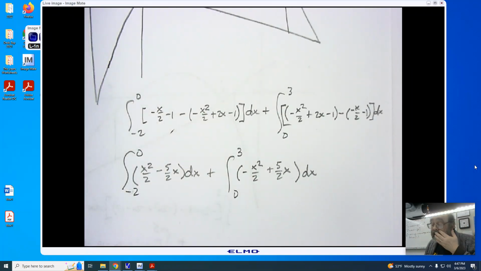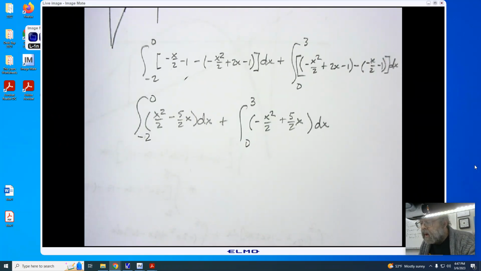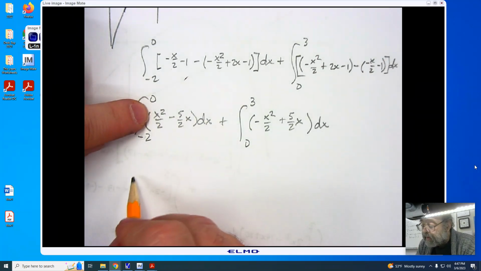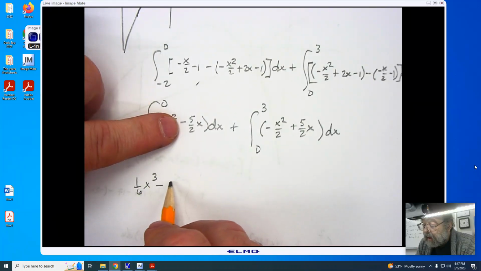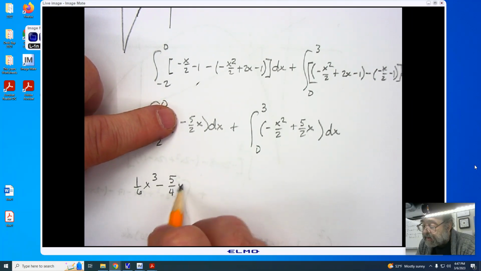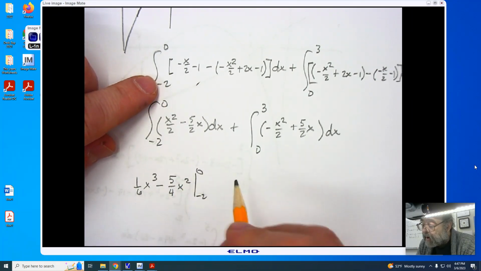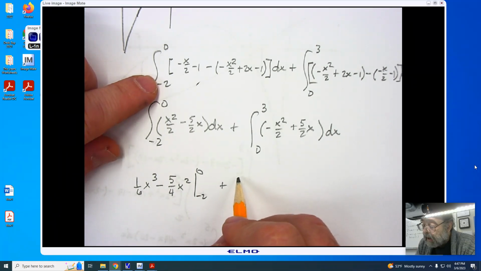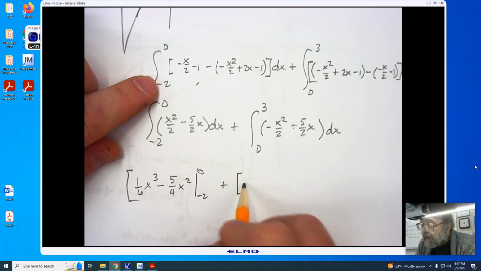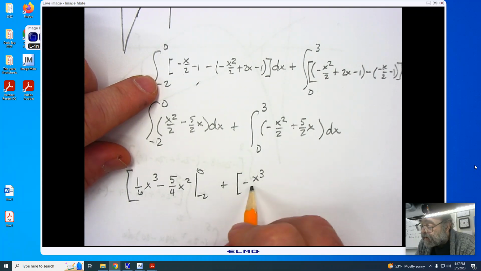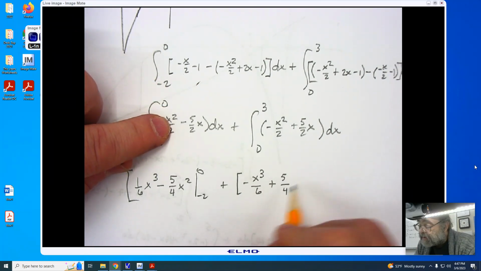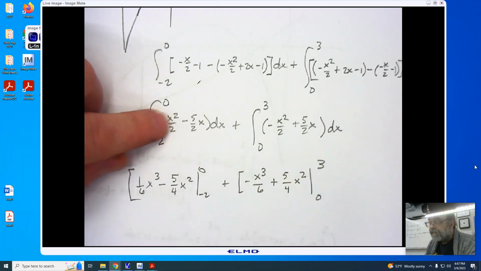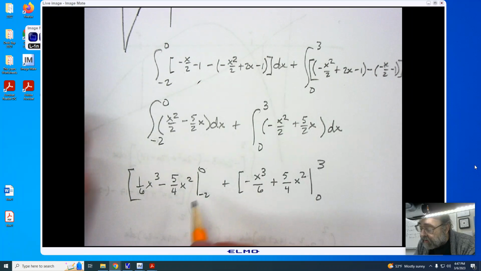Now be careful, because we are trying to integrate. So we're looking at bringing the power up to a third, dividing by that new power, 1/6 x cubed, minus 5/4 x squared from negative 2 to 0, and we are adding to it negative x cubed over 6, and plus 5/4 x squared, and this is going from 0 to 3. We're now going to start plugging in our values.